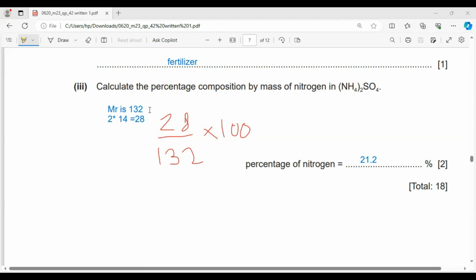As we have to find percentage by mass of nitrogen, we have to see how many nitrogen atoms are there in this formula. So we have 2 nitrogen atoms here. So 2 into molar mass of nitrogen, that is 14, which equals 28. So 28 divided by 132 multiplied by 100, as we have to find out percentage, which will give us 21.2% of nitrogen present in ammonium sulfate.